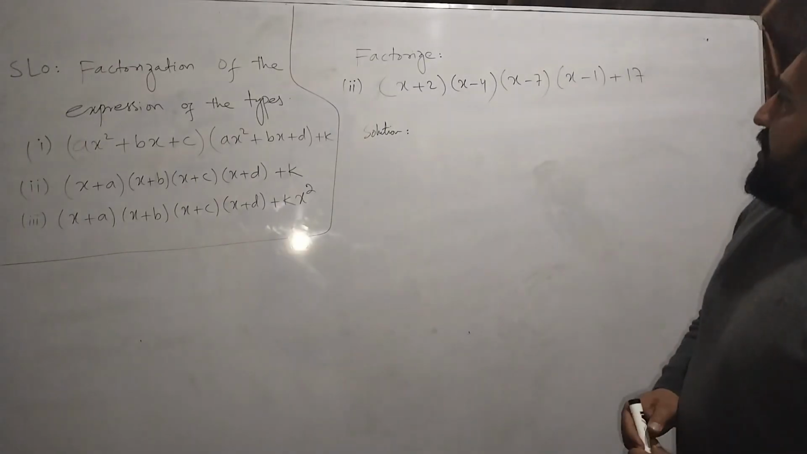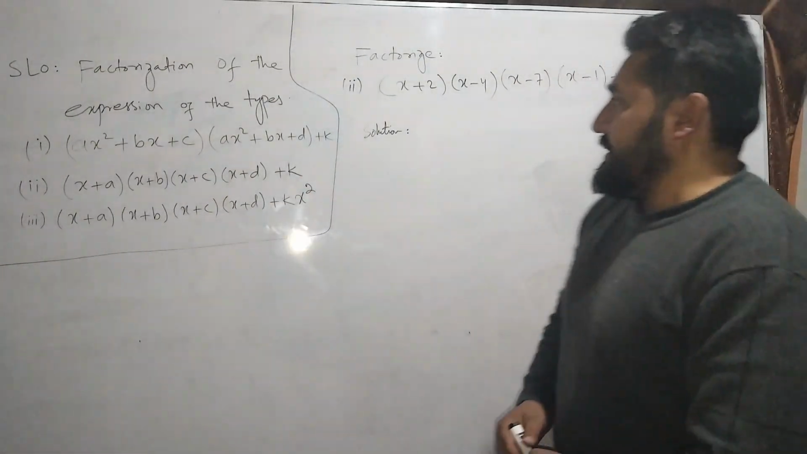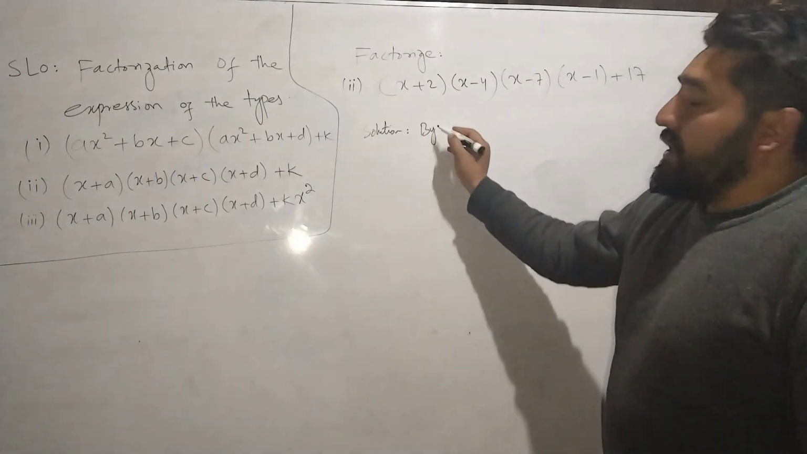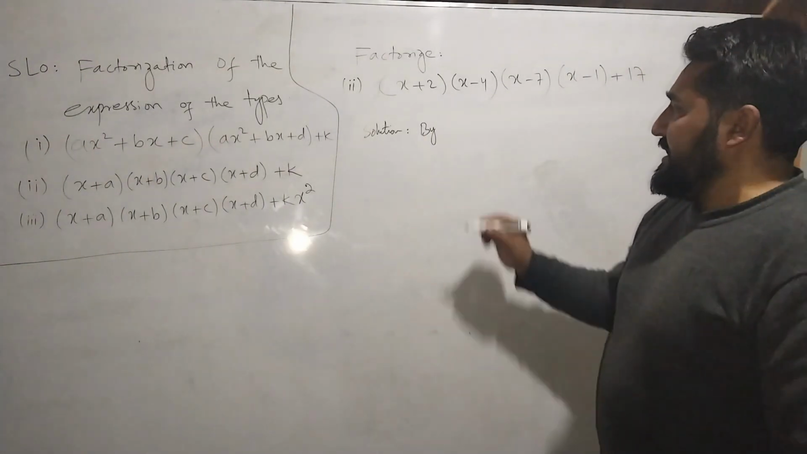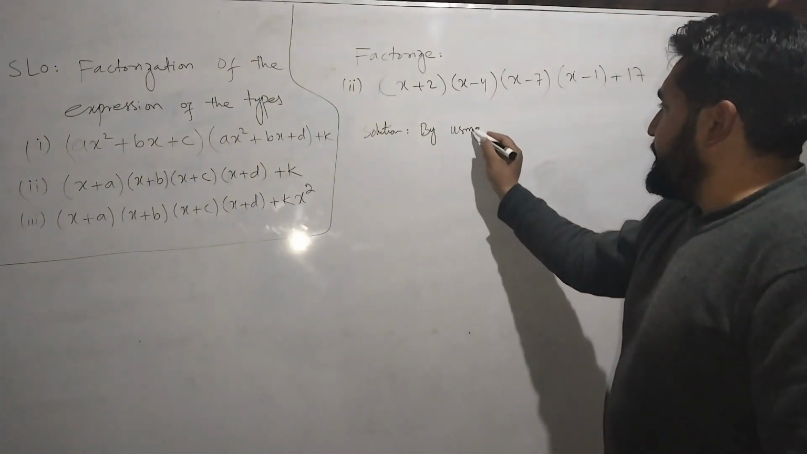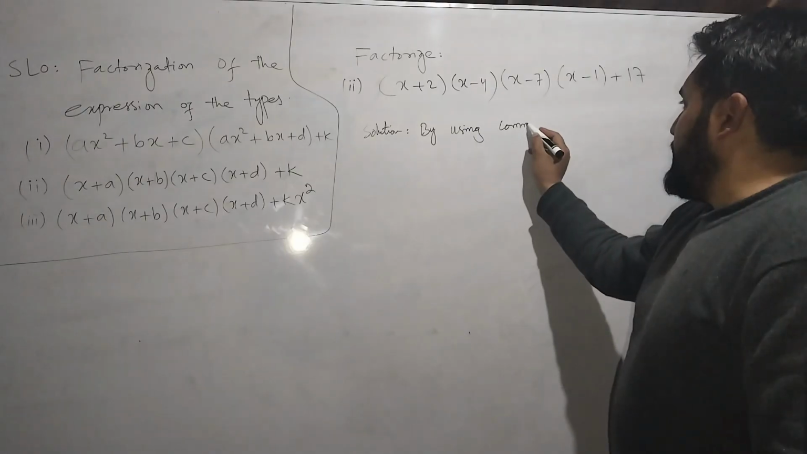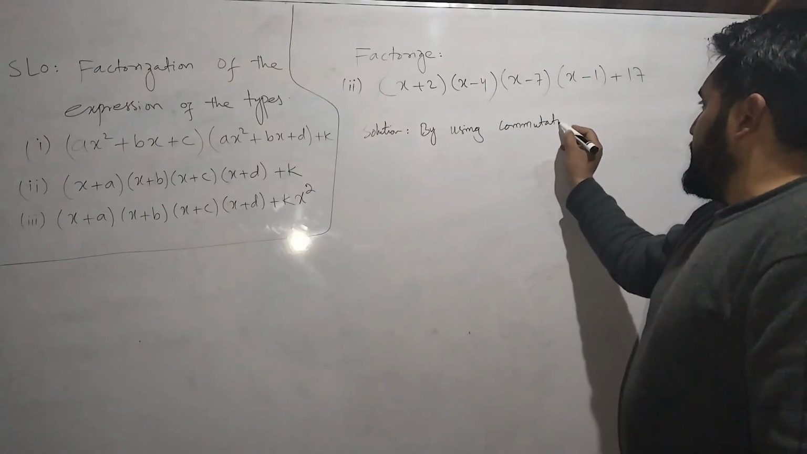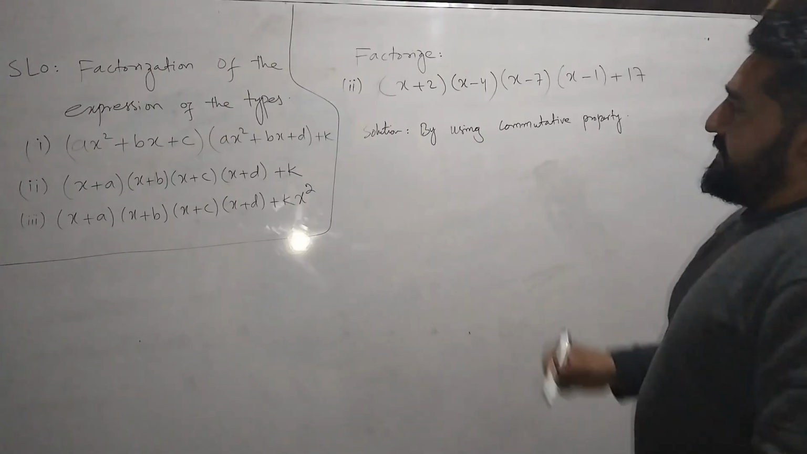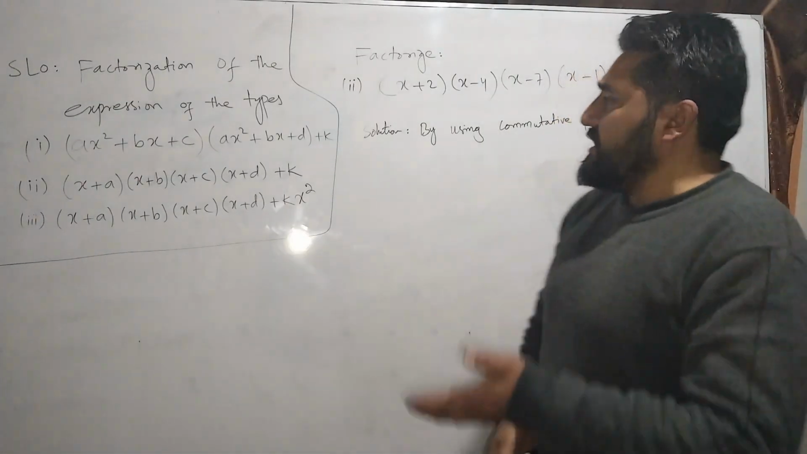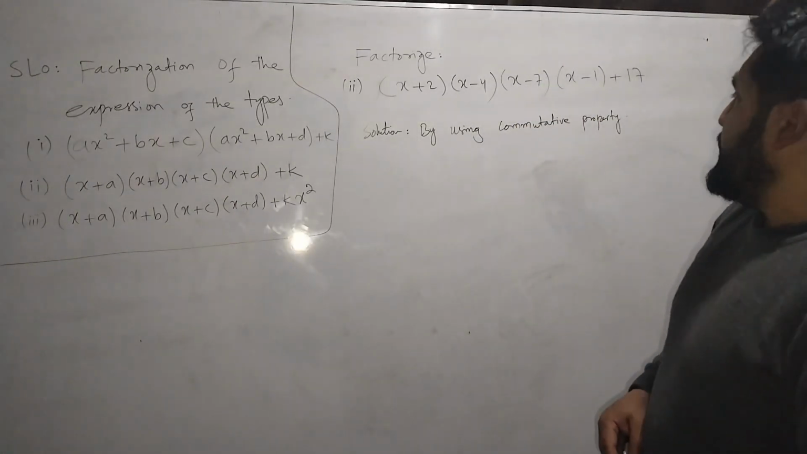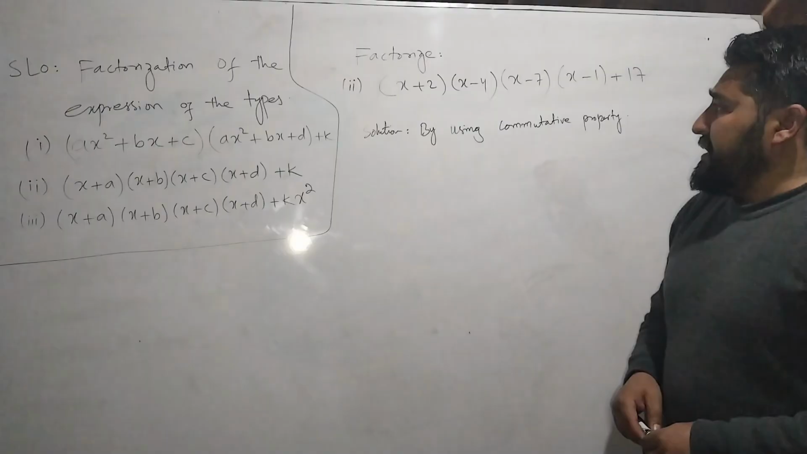Okay. Now we explain an example which is related to the second type. Okay, this is related to the second type. In such questions, we use the commutative property of addition or multiplication. In some questions, we use the commutative property of multiplication, and in some questions, we use the commutative property of addition.